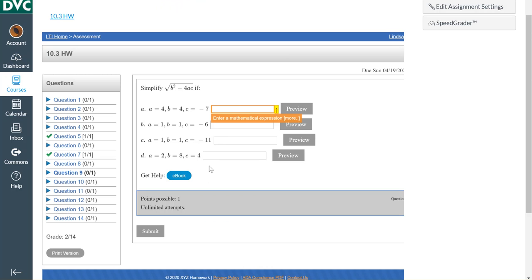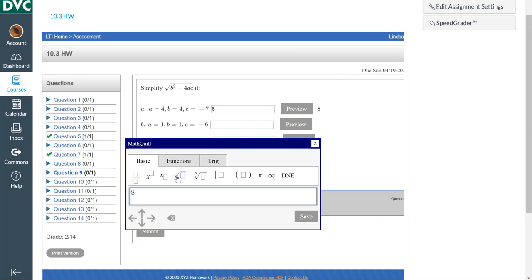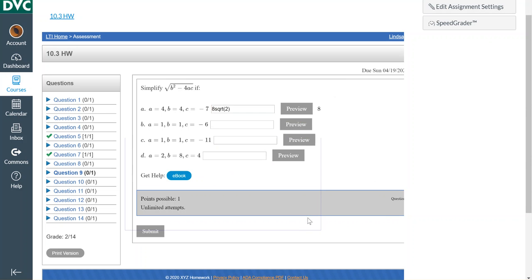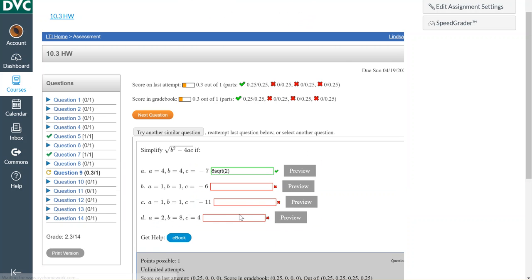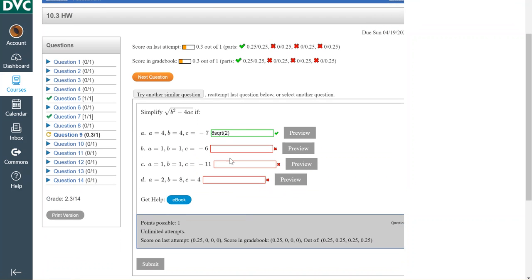I'm going to leave B, C, and D for you. So our answer was 8 times the square root of 2. 8, I'm going to use my arrow, square root 2, save, submit, and it's saying, are you sure you want to leave those blank? Yeah. And we did great on the one that we did.